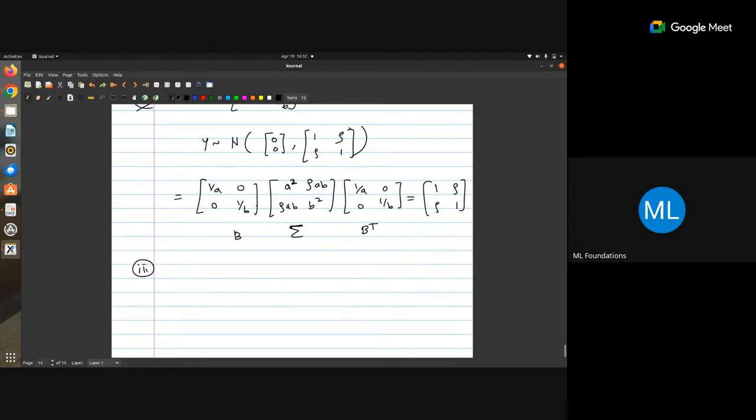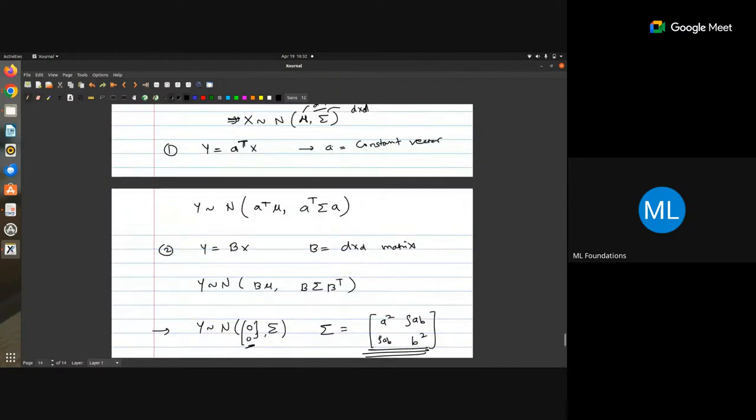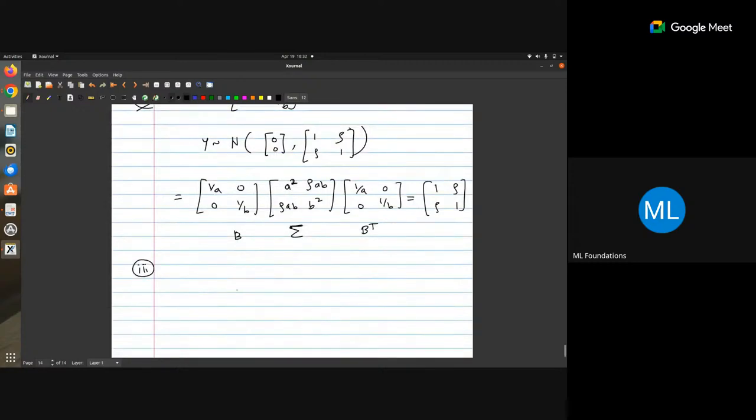So basically for this kind of problem, the given things are, let's say, X is distributed normal, zero, and some sigma is given. Then we are told to find the distribution of Y, given that Y is a function of X like this, and A is some vector, let's say 1, 2.